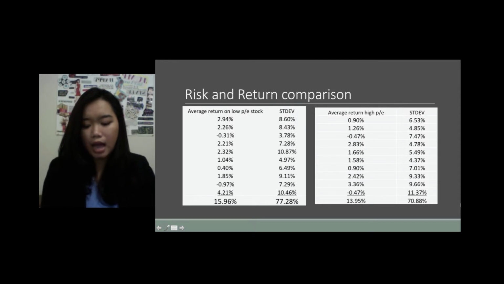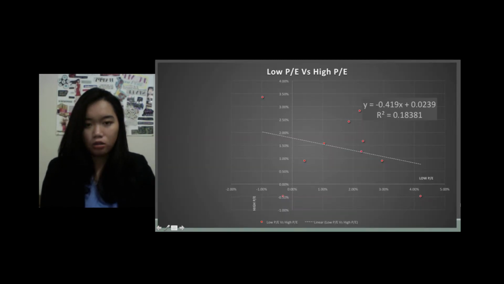From the same data, I plotted the regression line to find out the slope of the line, where my x variable is the low PE stocks and the y variable is my high PE stocks. The line is y equals negative 0.419x plus 0.0239, which indicates that for every 1% increase in low PE stocks, there is a 0.419 decrease in the high PE stocks.